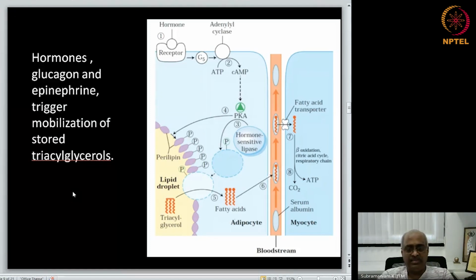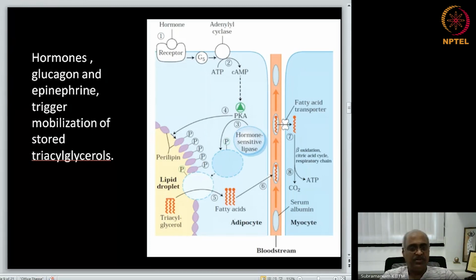And that mobilization is achieved by these hormones, glucagon and epinephrine. Glucagon is produced by the alpha cells of pancreatic islets, and epinephrine you already know, from the adrenal medulla. We have already encountered these hormones earlier, and they are produced when the glucose level goes down. So they are activated in response to sensing the glucose level.